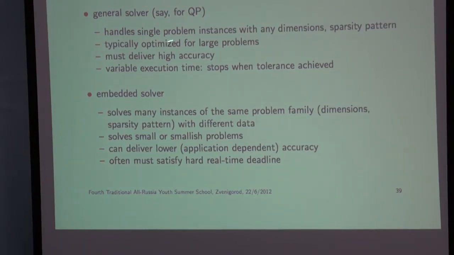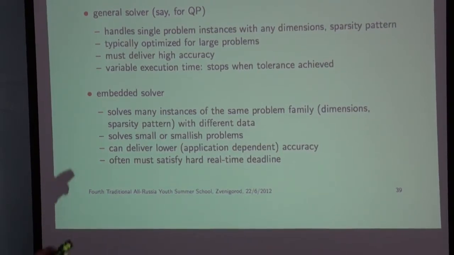So a general solver, let's say for quadratic programming, why not? When you use a QP solver, what it does is it handles a single problem instance with any dimension or sparsity pattern. If you have a QP solver and you call it to solve a QP, it doesn't matter what dimension it is or what the sparsity pattern is. It should just work for QPs. It should exploit sparsity, but it doesn't have to. It might be slower, it might be faster on some instances, depending on the sparsity pattern, but that's fine.